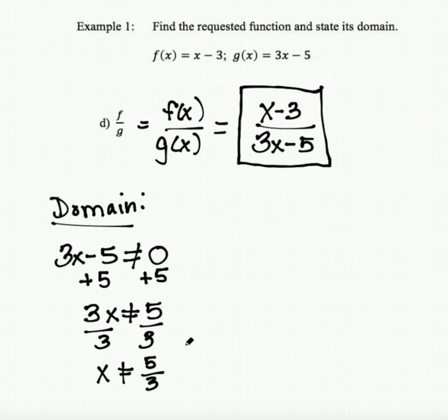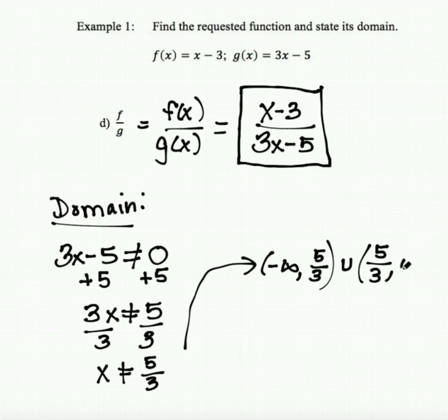Now, we always write our answer in interval notation. So x cannot equal 5/3 means every value except 5/3. And the way we write that is negative infinity to 5/3 union, and we pick back up where we left off, 5/3 to infinity. And that is the domain of this new function.